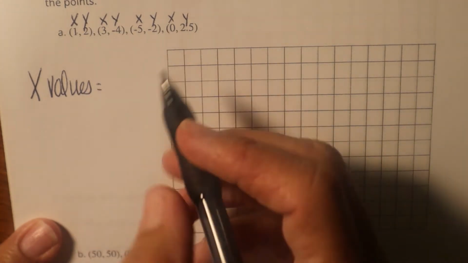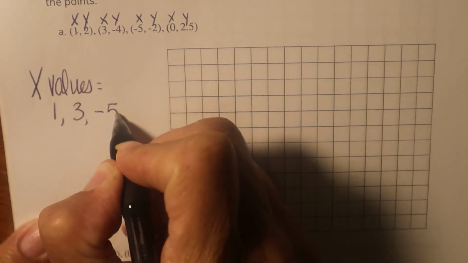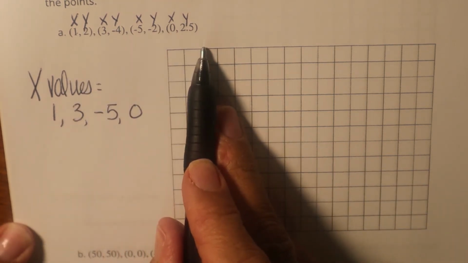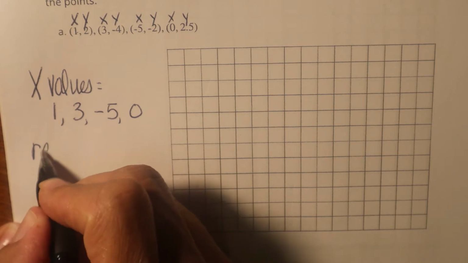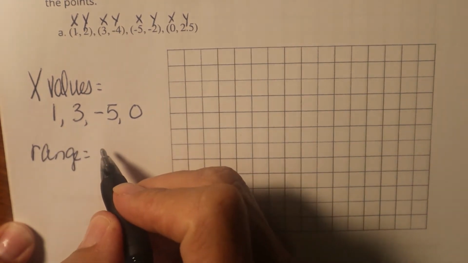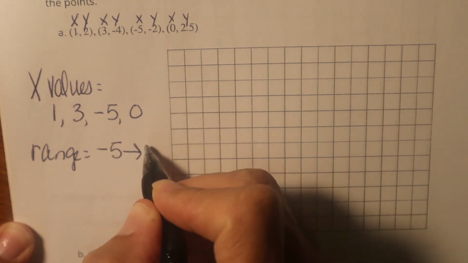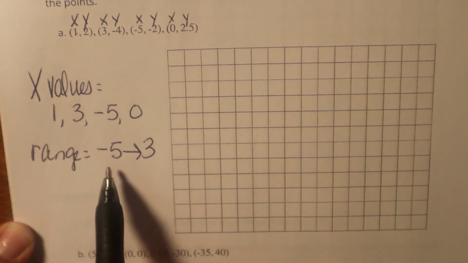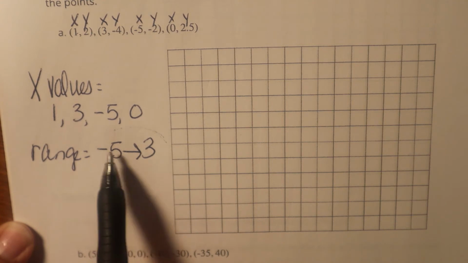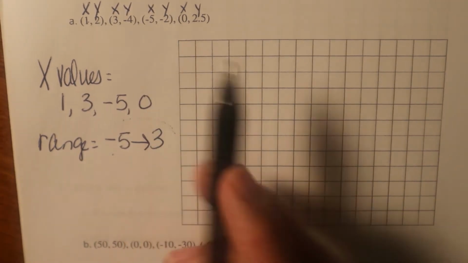So I'm just going to simply list all my x coordinates. So I have a 1, a 3, a -5, and a 0. These were my x coordinates to my ordered pairs. My range is my lowest, which is -5, all the way to my highest, which is 3. So I need to make sure that I've got -5 all the way up to +3 when I start drawing my grid. Now we have to do exactly the same thing for the y.